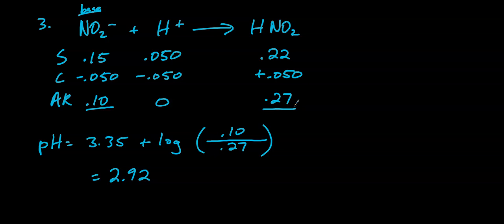So again, Ka or Henderson-Hasselbalch. Be careful though. So again, on top always goes the conjugate base, which is not on the right side this time, it's on the left side. So 0.10 molar is the concentration of nitrite in that resulting solution. 0.27 is the concentration of the nitrous acid, and we end up lowering the pH a little bit, 2.92.